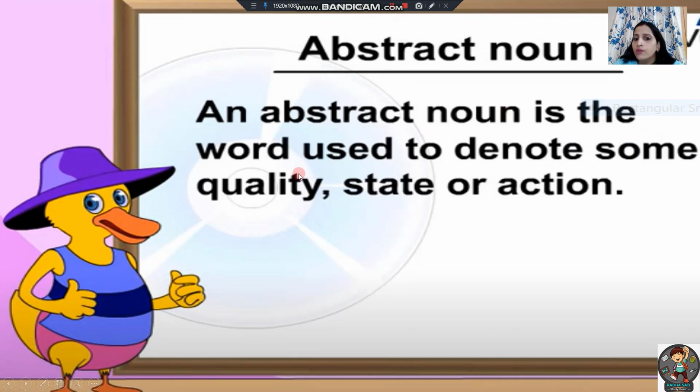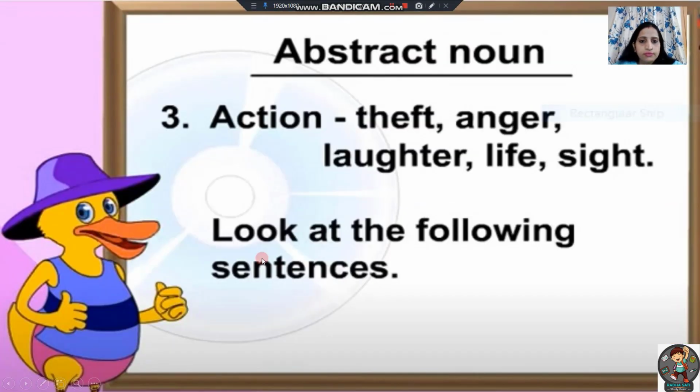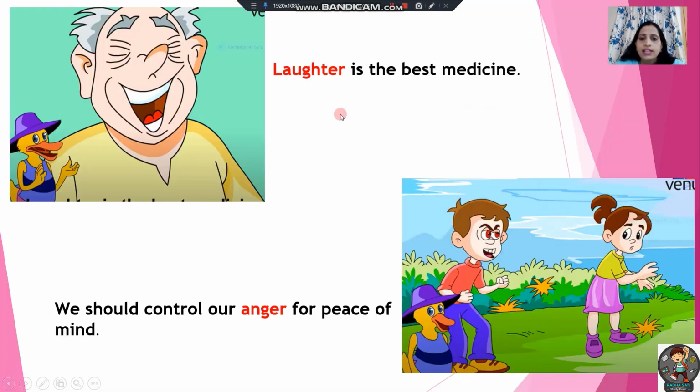An abstract noun is the word used to denote some quality, state or action. These two we did already. Now we will talk about action. Okay, so let's see this slide. Action can be theft, anger, laughter, life, sight, and there are so many other examples. So look at the following sentences. Laughter is the best medicine. So here we are talking about laughter. So what is this? It will be an example of abstract noun.